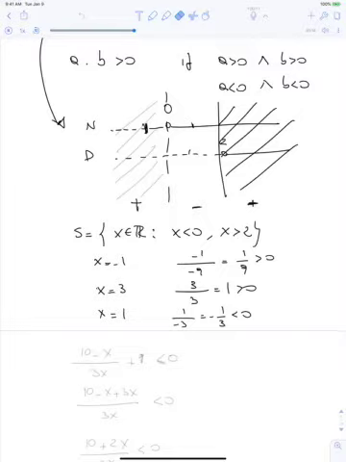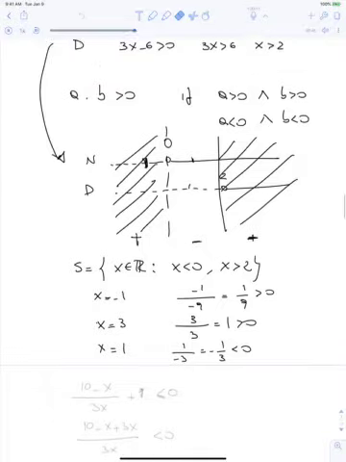So I'm going to take this region and this region, because in this region they're both negative, which means that their product or the fraction is going to be positive.